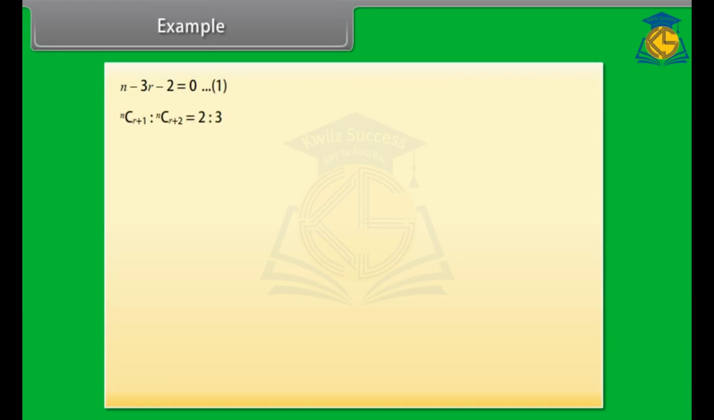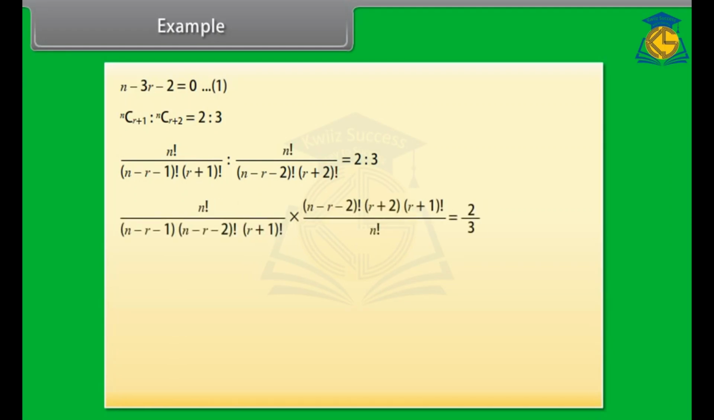Name it as 1. nCr plus 1 is to nCr plus 2 is equal to 2 is to 3. n factorial by n minus r minus 1 factorial into r plus 1 factorial is to n factorial by n minus r minus 2 factorial into r plus 2 factorial is equal to 2 is to 3. n factorial by n minus r minus 1 into n minus r minus 2 factorial into r plus 1 factorial multiplied by n minus r minus 2 factorial into r plus 2 into r plus 1 factorial by n factorial is equal to 2 by 3. r plus 2 by n minus r minus 1 is equal to 2 by 3. 2n minus 5r minus 8 is equal to 0.